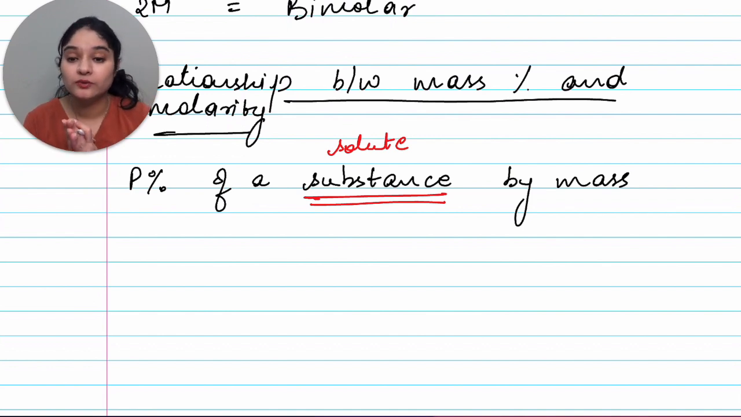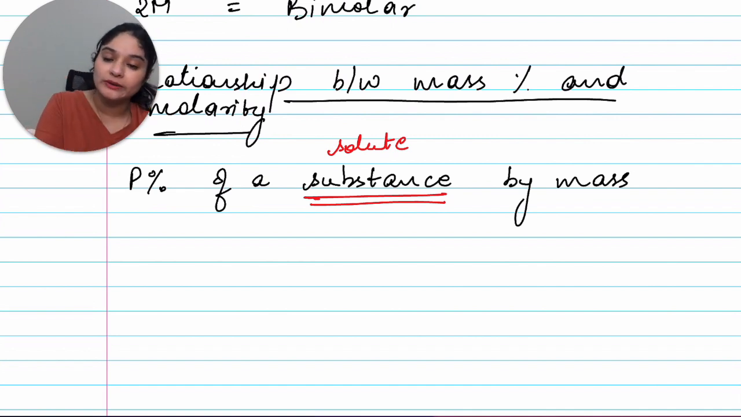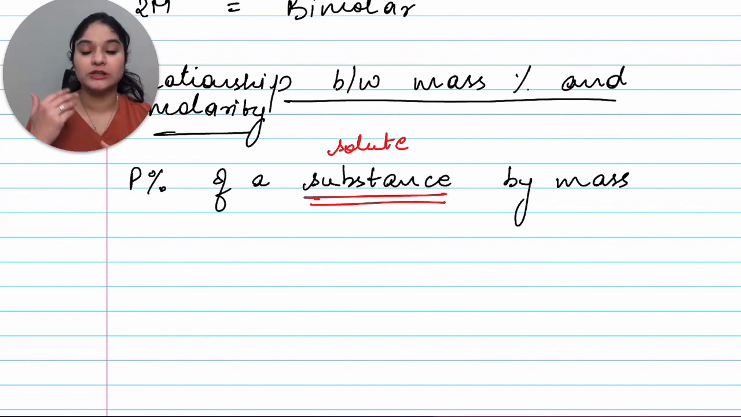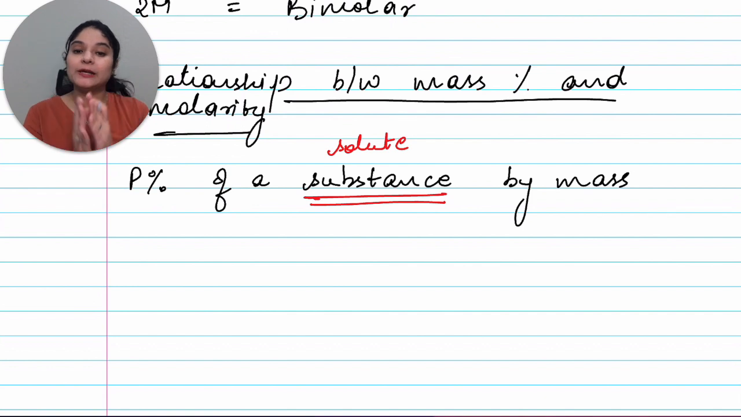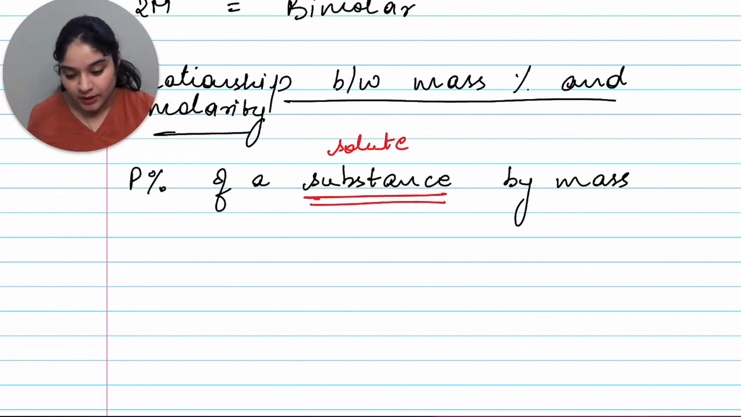Now one important thing, students, why do I keep repeating these things? That is because when you start doing the numericals, the language can confuse you about what the solute is and what the solvent is. What kind of information we can take out from the question can be slightly confusing. So pay attention and understand it. P% of a substance by mass, this particular substance is going to be solute no matter what happens. Now let's move forward. What do I mean by this now?